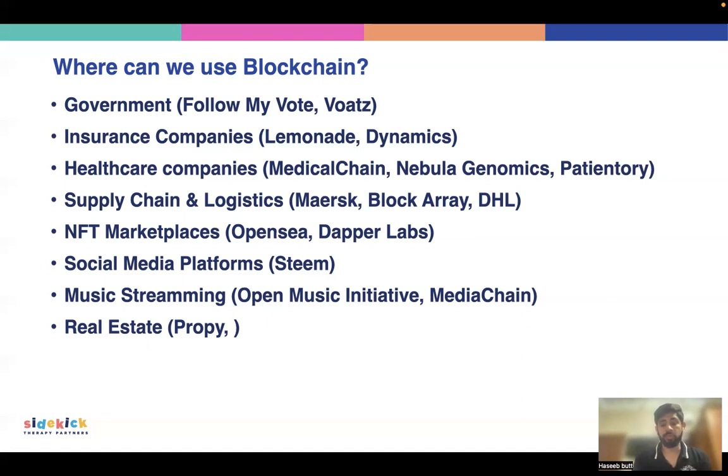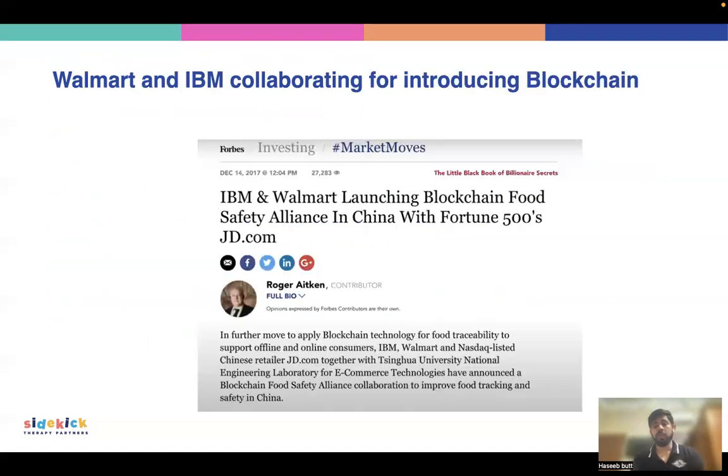Let us just move forward and let me discuss a few real life scenarios of how the famous brands are using the blockchain. So Walmart and IBM collaborated long ago, and they have even tested two of their supply chains on this, and they were successful.